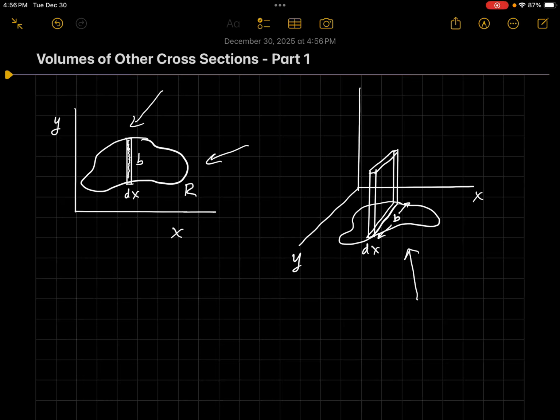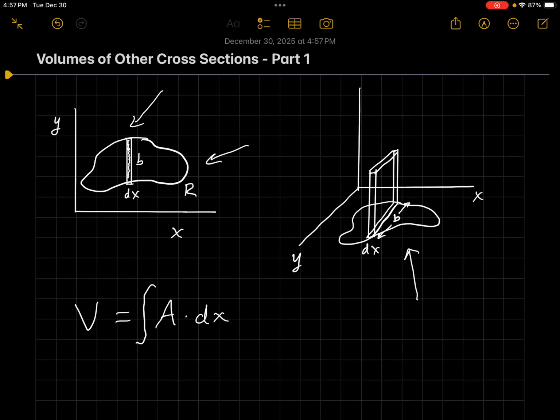There are, of course, an infinite number of these infinitesimally small cross-sections, where the volume of one cross-section is the area of the shape times the small width delta x. And to find the volume of the entire shape, which is above the region R, we would simply add the volumes of all those small cross-sections together.